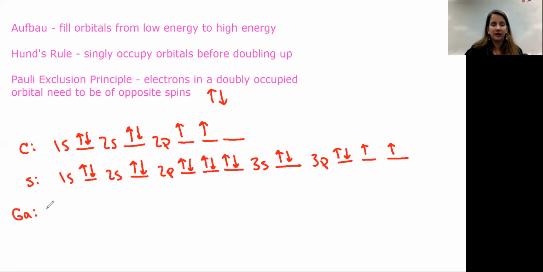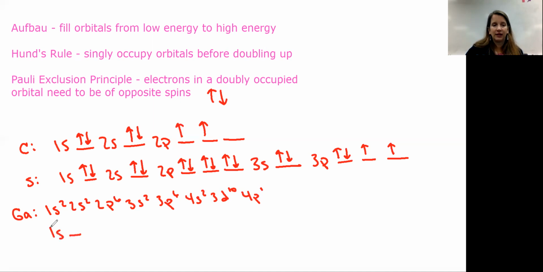Let's say that we have gallium. Gallium is 1s2, 2s2, and sometimes it might be easier for you to write the electron configuration first until you get used to it. 3s2, 3p6, 4s2, 3d10, 4p1. So when you draw the orbital diagram, you have 1s, a line, 2 arrows. 2s, a line, 2 arrows. 2p, 3 lines, 6 arrows.